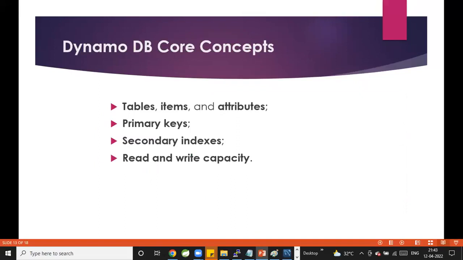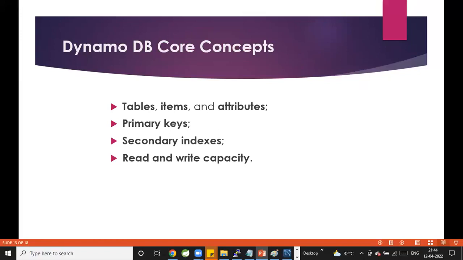DynamoDB core concepts. If you want to work with a SQL database, what do you need to know? Tables, rows, columns. Here also, tables will be available, items will be available, attributes will be available. Attributes are nothing but columns. Items are nothing but rows. In DynamoDB also, tables are available. What is the meaning of items? Rows. What is the meaning of attributes? Columns.